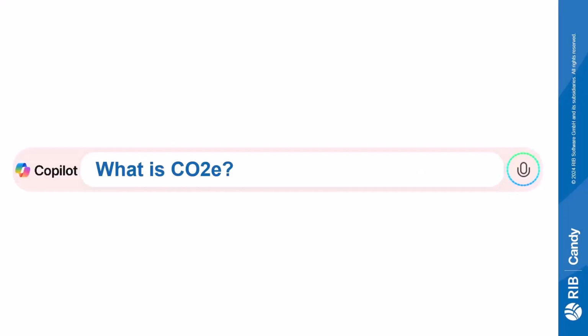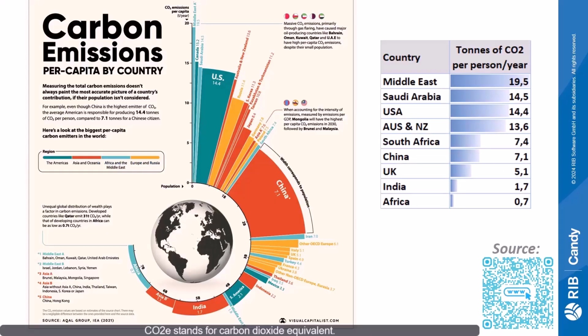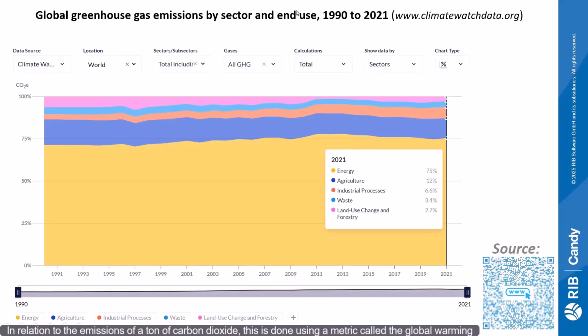What is CO2e? CO2e stands for carbon dioxide equivalent. It is a standard unit for measuring carbon footprints. CO2e expresses the impact of different greenhouse gases in terms of the amount of CO2 that would have the same global warming effect. CO2e translates the potency, how much infrared radiation a ton of each gas absorbs, and longevity, how long a ton of each gas radiates the heat back to the atmosphere, in relation to the emissions of a ton of carbon dioxide.